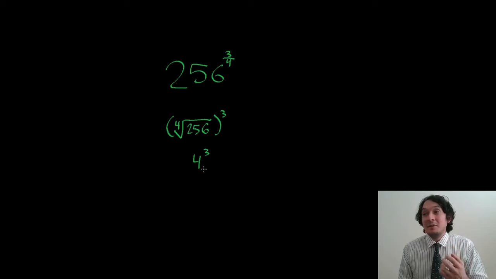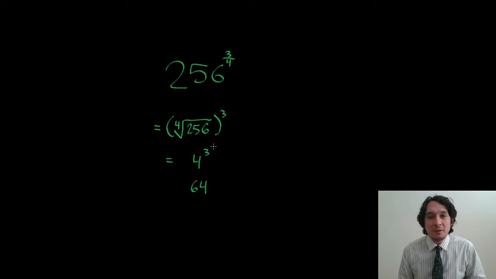So now that we know the 4th root of 256, 4 cubed, that's something that we should have memorized by now. That's just 4 times 4 times 4, and that is 64. So 256 to the power of 3/4, that is the same as the 4th root of 256, all raised to the power of 3. And that is the same as 4 to the power of 3, because 4 times 4 times 4 times 4 is 256. And then that is the same as 64, because, well, 4 cubed is one that we know.